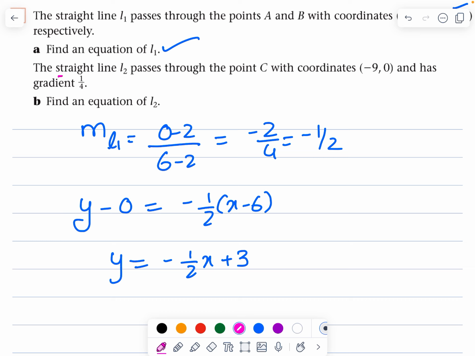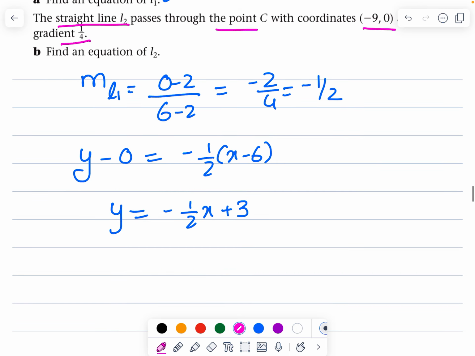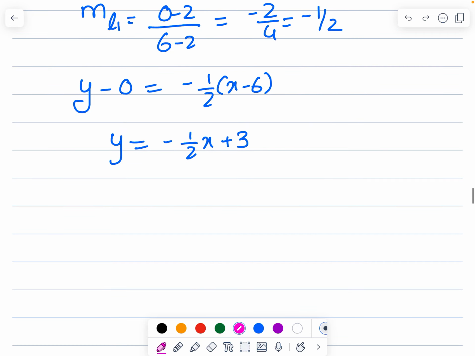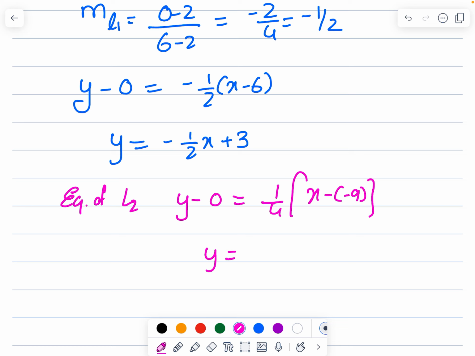Next, what is he asking? The second straight line L2 passes through a point C and has this gradient. So the gradient is already given. What is it passing through? Minus 9, 0. So the equation of L2 will be y minus y1 equals m times x minus of minus 9. So y equals 1 upon 4 x plus 9 upon 4.